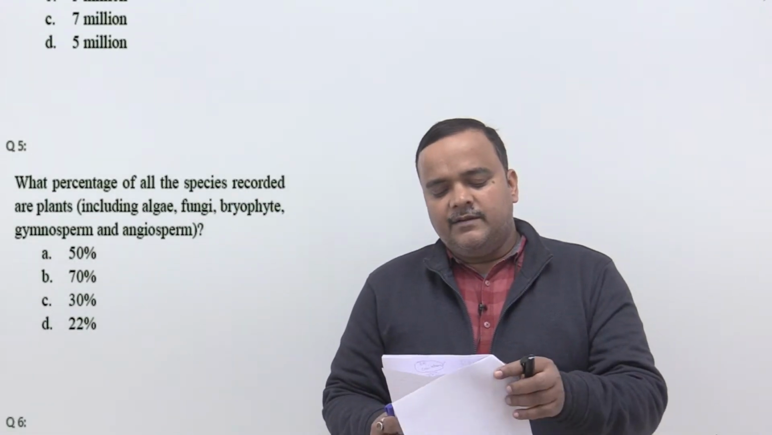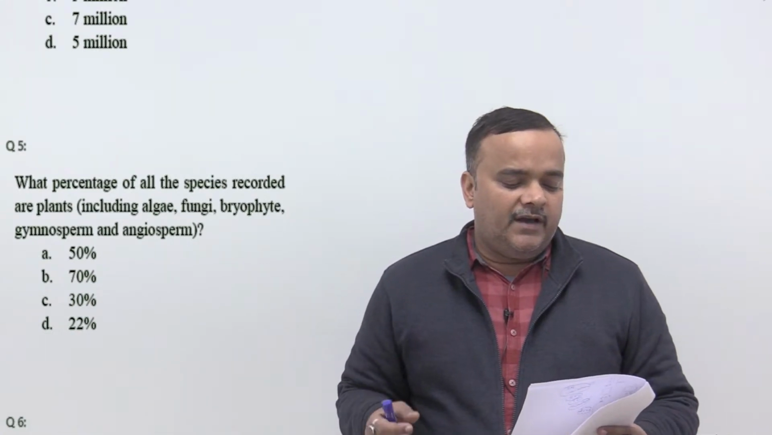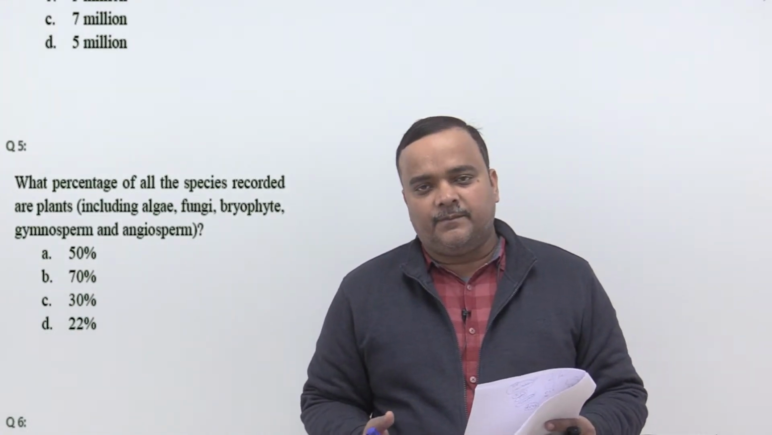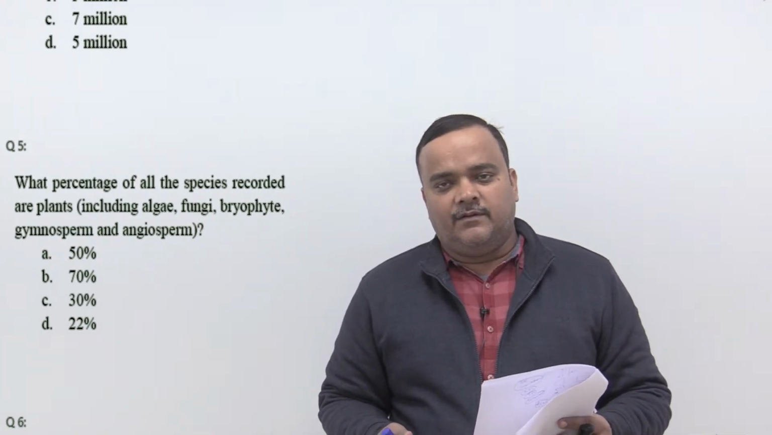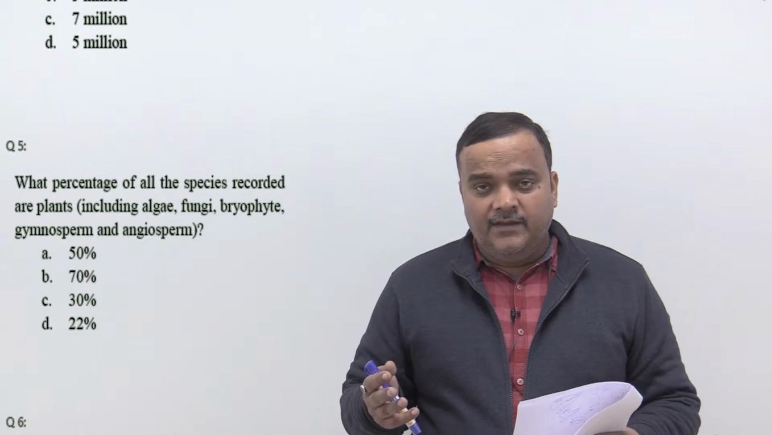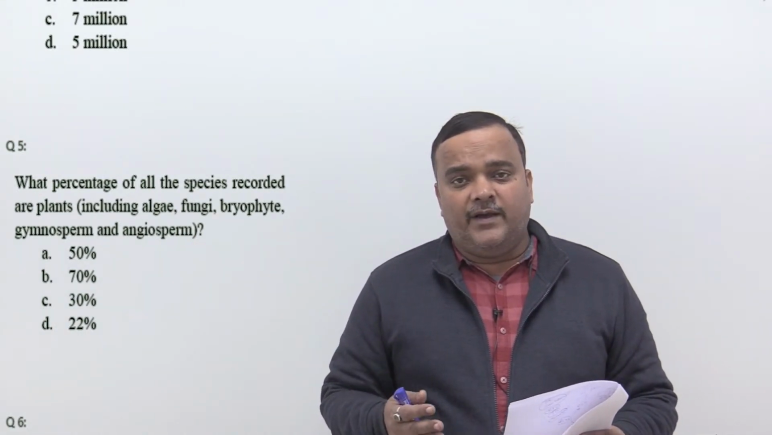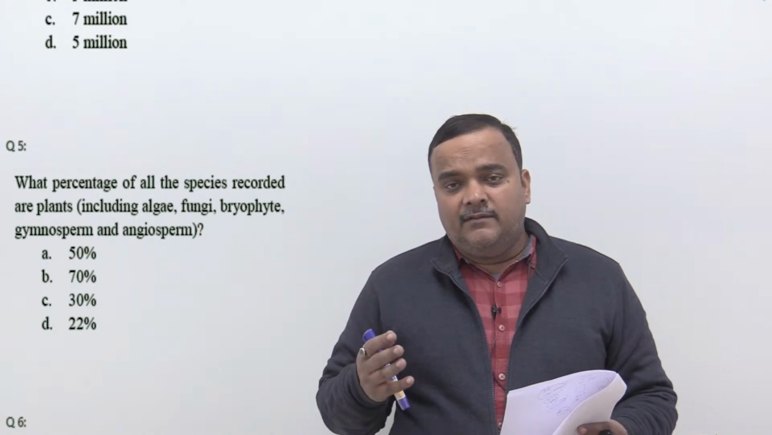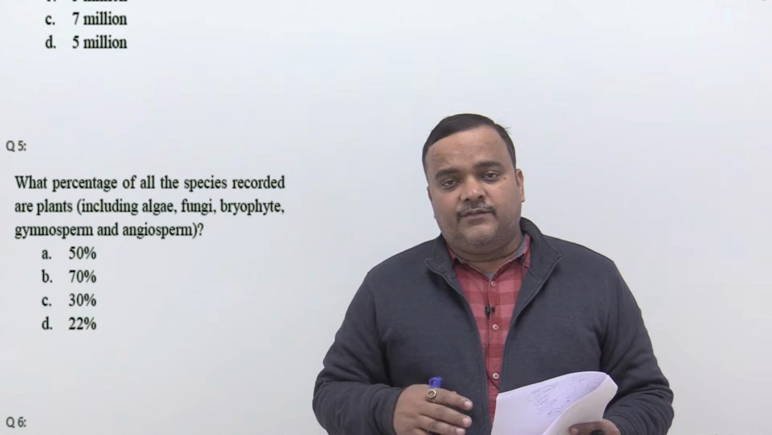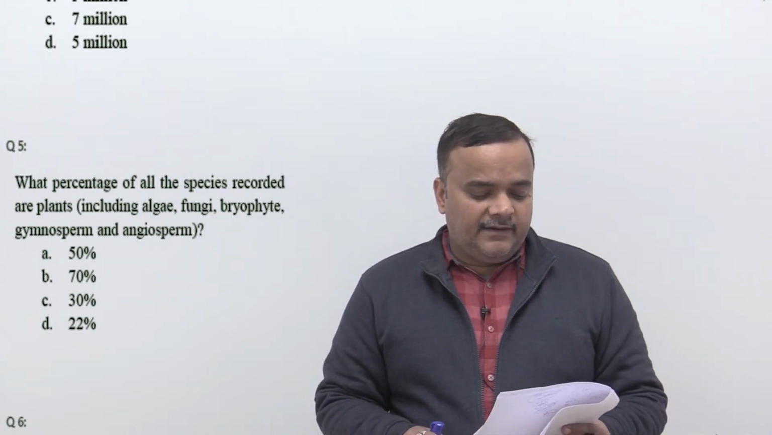Now, next question. What percentage of all the species recorded are plants, including algae, fungi, bryophyte, gymnosperm and angiosperm? It is 22%. And 70% is animals. And this diversity does not include microbial diversity. Why? Because conventional taxonomical methods are not applicable to microbes, and most of the microbes are difficult to culture. That's why microbial diversity is not included in this. So answer will be D, that is 22%.